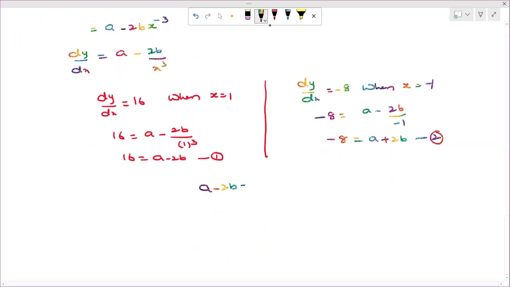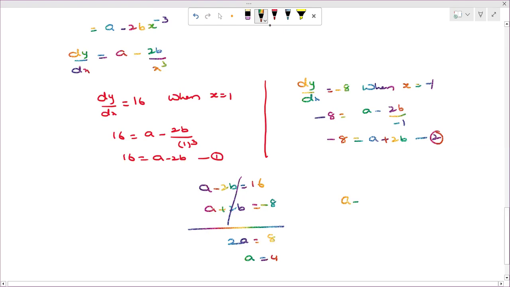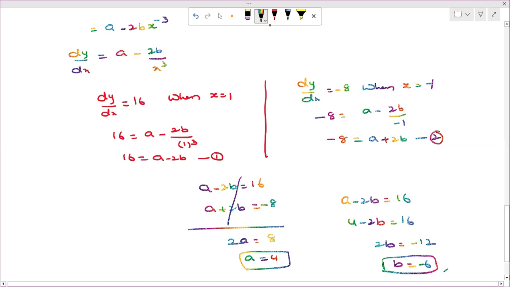a minus 2b is equal to 16. a plus 2b is equal to minus 8. 2b gets cancelled. 2a is equal to 8, so a will be 4. Substitute in any one of the equations: 4 minus 2b is equal to 16, so 2b is equal to minus 12, and b is minus 6. So the a value is 4 and the b value is minus 6. I hope you have understood my explanation clearly. Thank you.